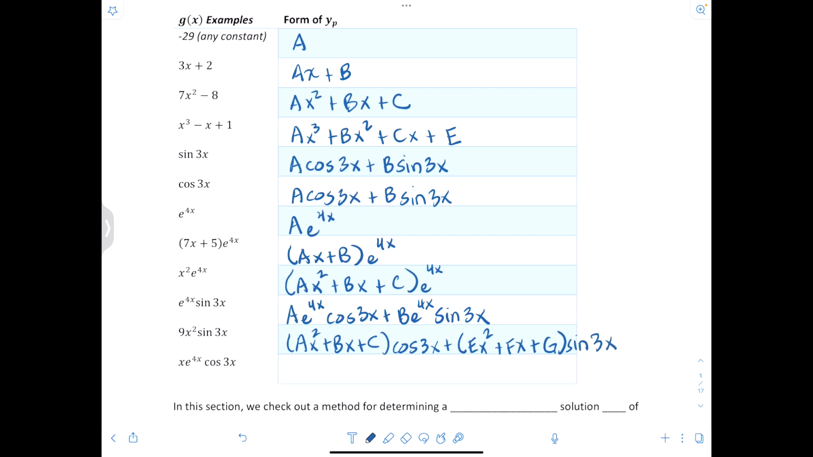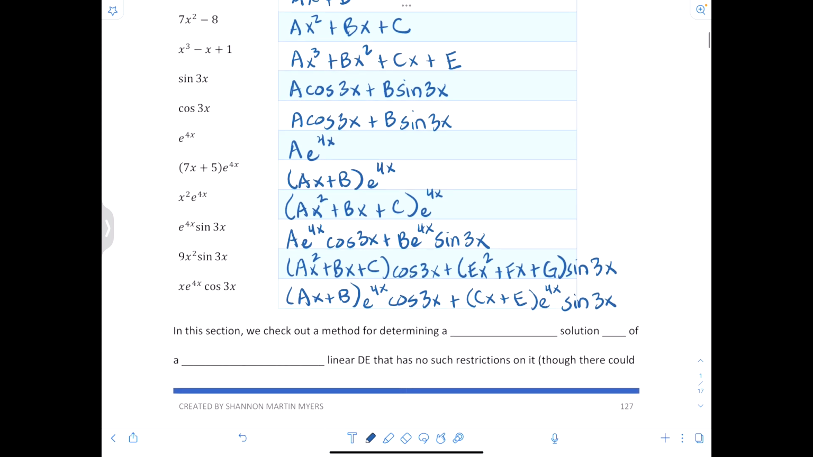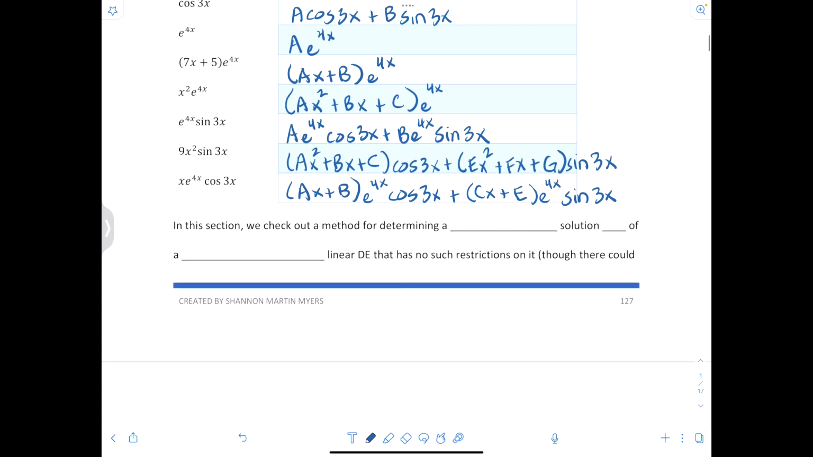And if you had some x times e to the 4x cosine at 3x, you would have your ax plus b for the x, e to the 4x, and then cosine 3x, and then plus some cx plus e times e to the 4x times sine at 3x. Cool? All right, so don't worry so much about that, but these are just things that we were working with before.